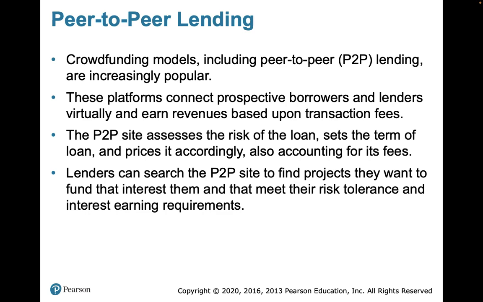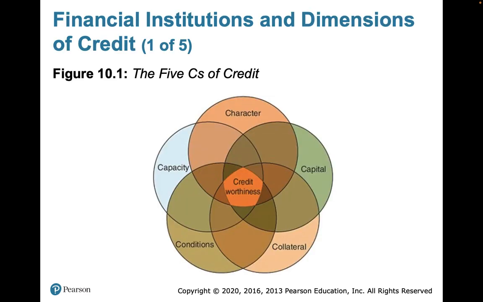Now moving on, we're going to look at financial institutions and the dimensions of credit. Now we're going to look at creditworthiness. What are the criteria? What do they look at before you are considered creditworthy? If you look at it, we have five aspects they are looking at: character, capital, collateral, condition, capacity. When we say collateral, it is property or other assets which are pledged against the loan, that the lender can take and sell if the loan is not repaid.